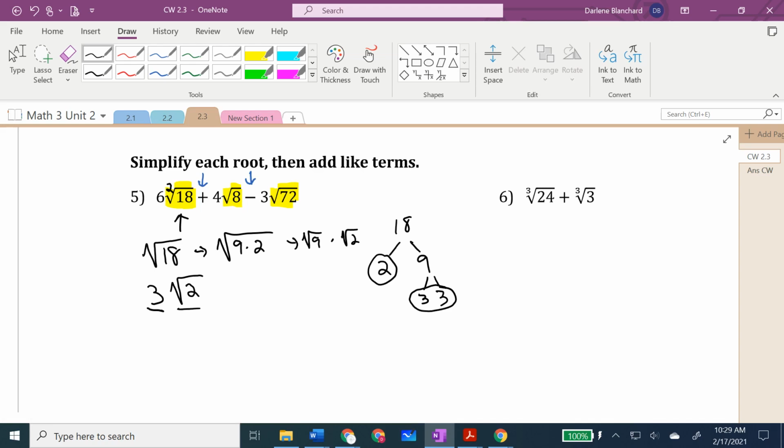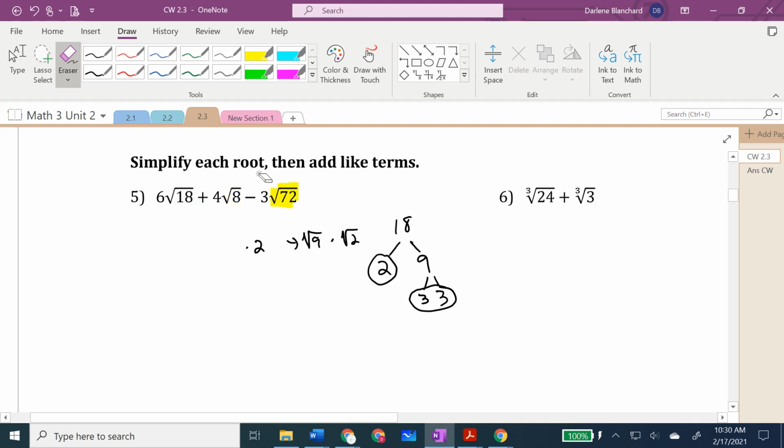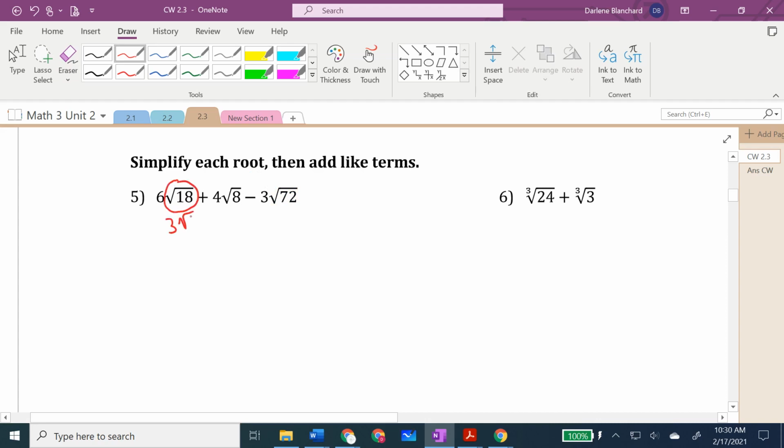So I'm going to erase a lot of what I have there in just a moment. I'm going to give you a minute or a few seconds, I should say. And I'm going to rewrite 3 root 2. But I want to get rid of some of the mess here so we can focus on the next one. Okay, I'm erasing. Okay.